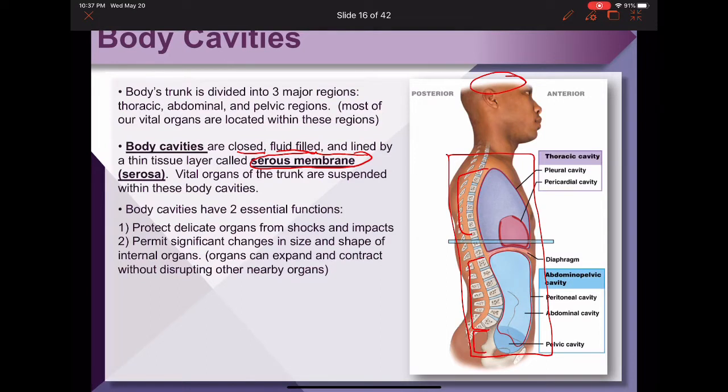And also, the body cavity itself is what permits those significant changes in size and shape of internal organs. A lot of these internal organs, whether in the thoracic cavity or the abdominal cavity, are organs that are all the time changing in shape. Your lungs, for example, expand every time you breathe in, and then they contract in size when you breathe out. Your heart is constantly beating every single day, so it's enlarging and contracting all the time.